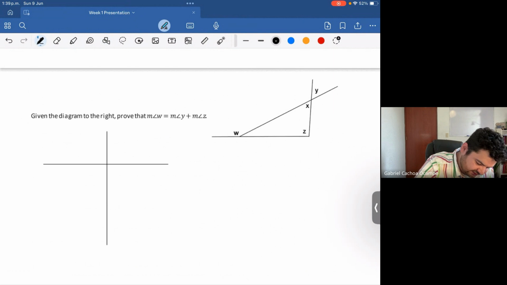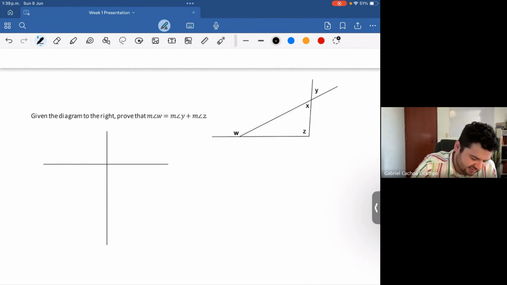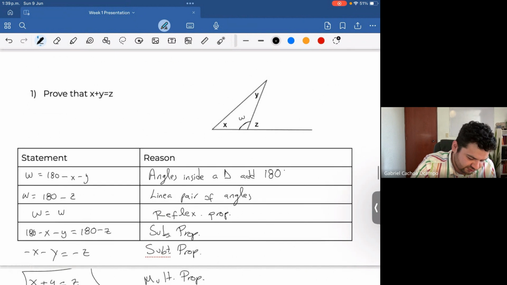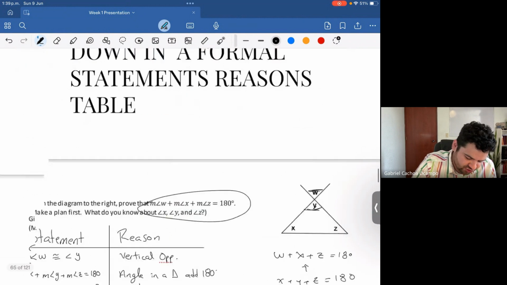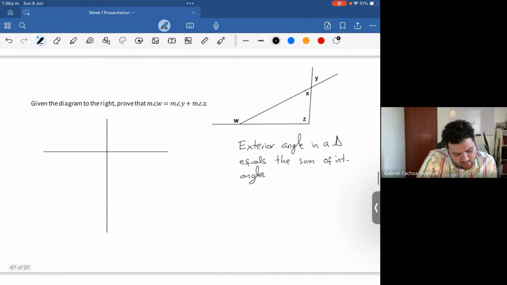So here we want to prove that angle W is the same as angle Y plus angle C. We already know, because in exercise 1 we proved that C is equal to X plus Y. So we already know that exterior angles of a triangle equal the sum of the interior angles.